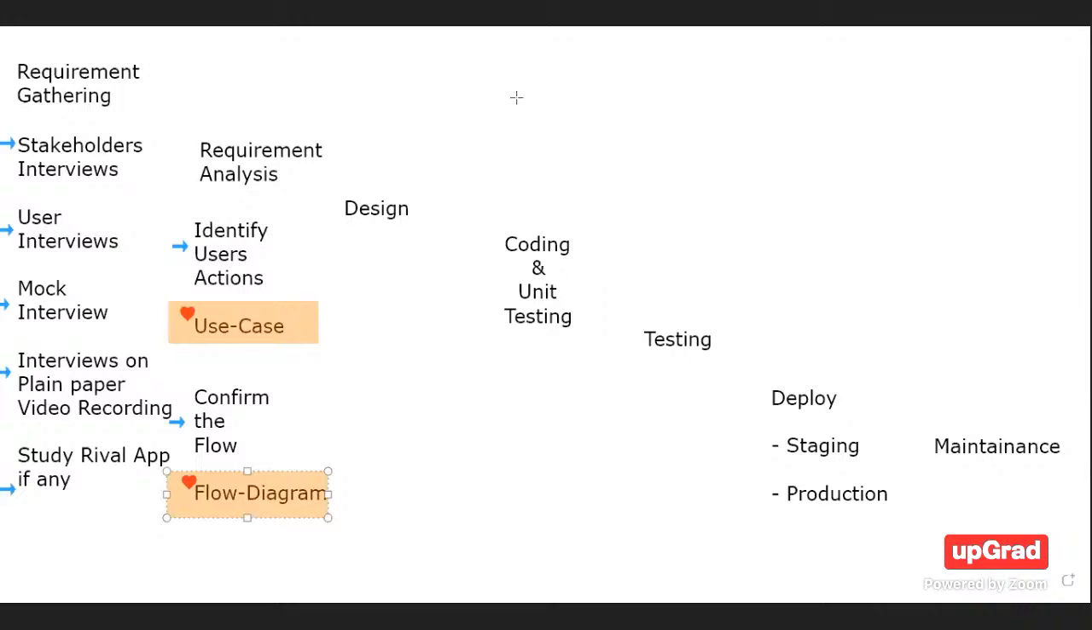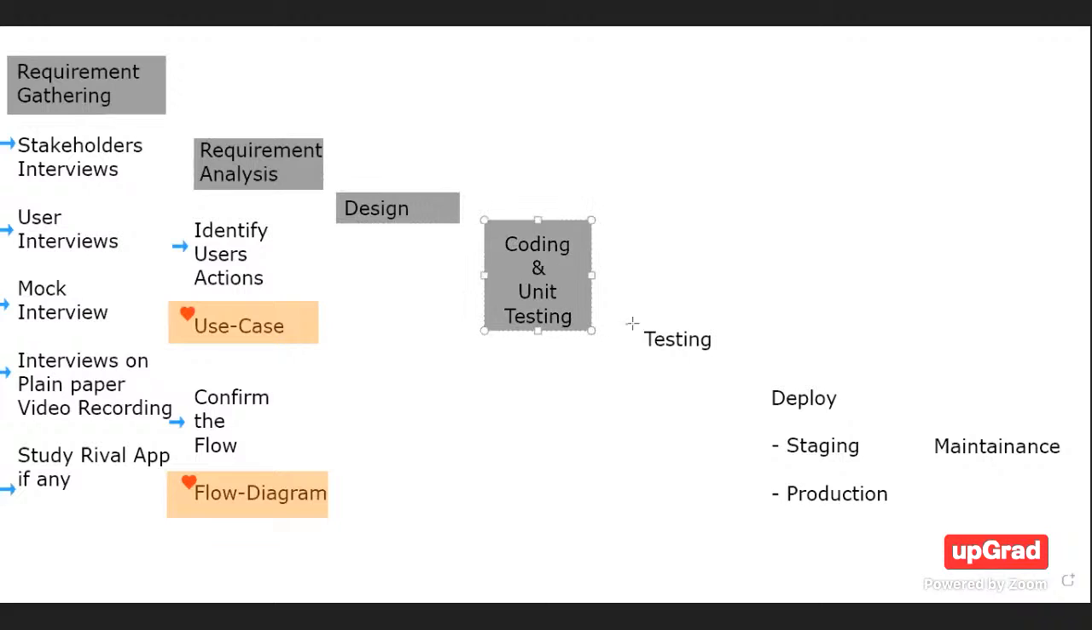Let's try to understand that first. Let me put up here some content. So this is phase number 1, this is phase number 2, this is phase number 3. This is another phase where we actually do the coding. Later on we do the testing, then we do the deployment, and then we maintain the application over here.